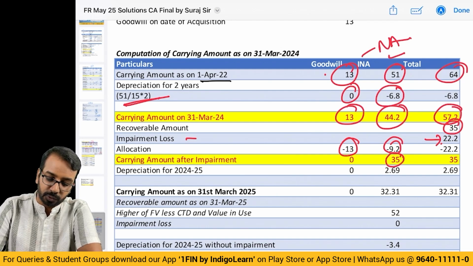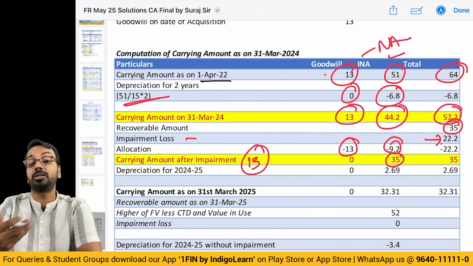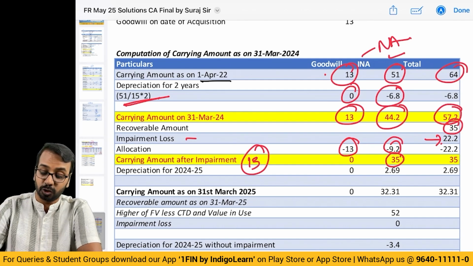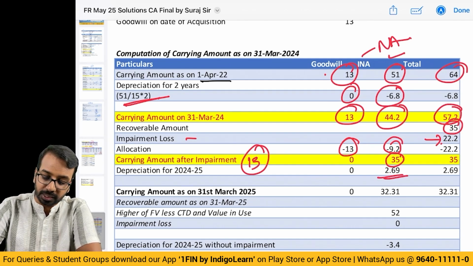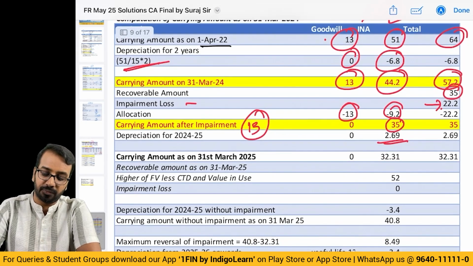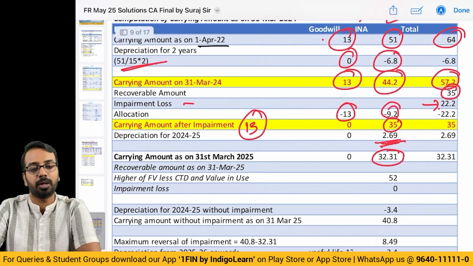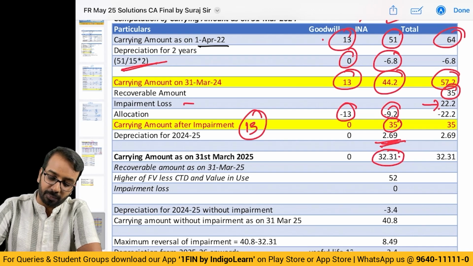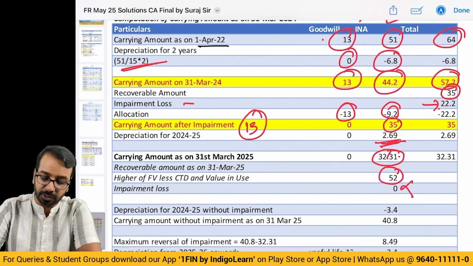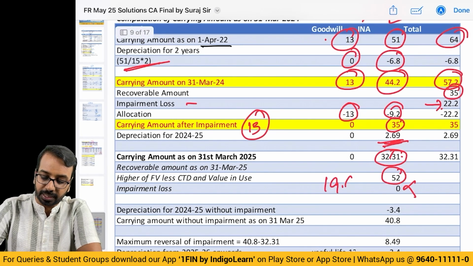How many years of useful life is left? 13 years. So what we will do? 35 divided by 13, the depreciation will be charged at 2.69 per year. Okay. If we charge 2.69 of depreciation, carrying amount will become 32.31. Now 32.31, recoverable amount is 52. Is there any impairment loss? No impairment loss. There is actually a reversal. How much can be reversed? 52 minus 32.31, reversal is possible up to 19.69.